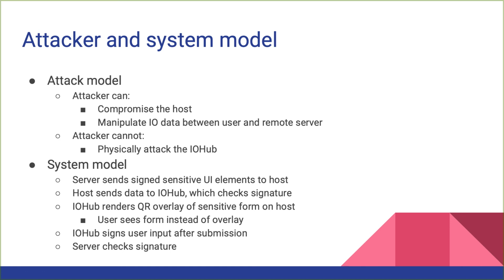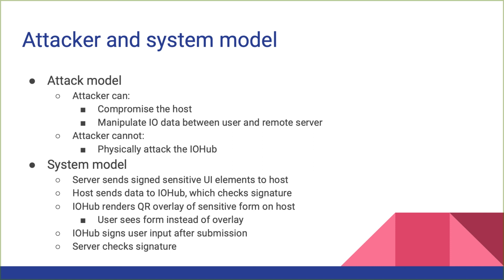I'll explain the attack model. Let's assume the attacker can compromise the host. They have access to your display, your keyboard, your mouse. And they can also manipulate what the forms look like and even change what the user appears to type. However, the attacker cannot, of course, physically attack the IOHub. So imagine a hacker breaking into your computer remotely.